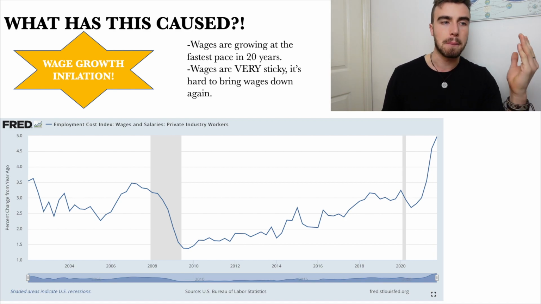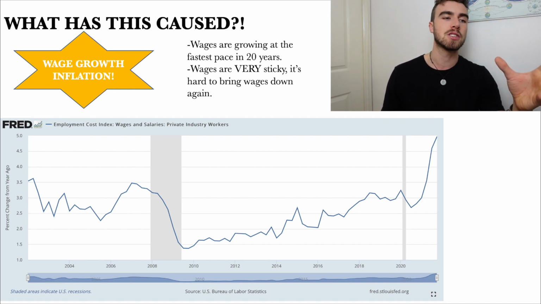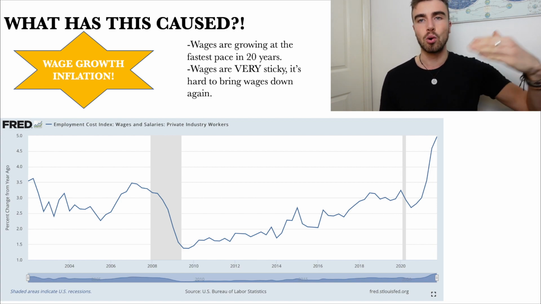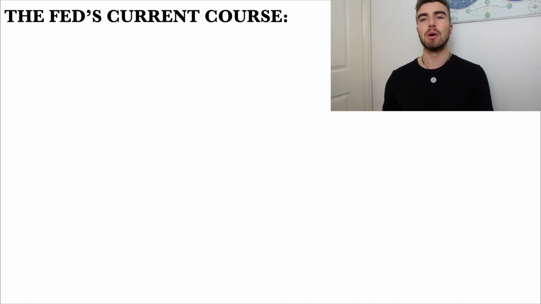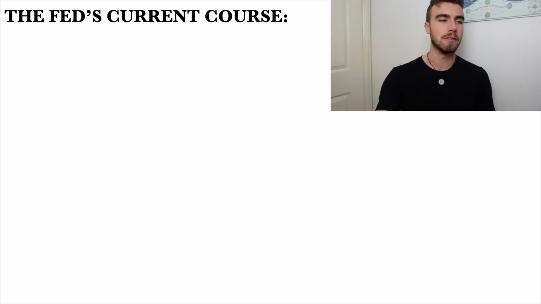And there's big problems with that because, as I said, wages are sticky. It's hard to bring wages back down. This then gives people more dollars to spend, which then pushes demand up, which then pushes prices up, and it causes inflation to keep going and keep going. Right, so what is the Fed's current course of action to slow all this down and solve all of this?